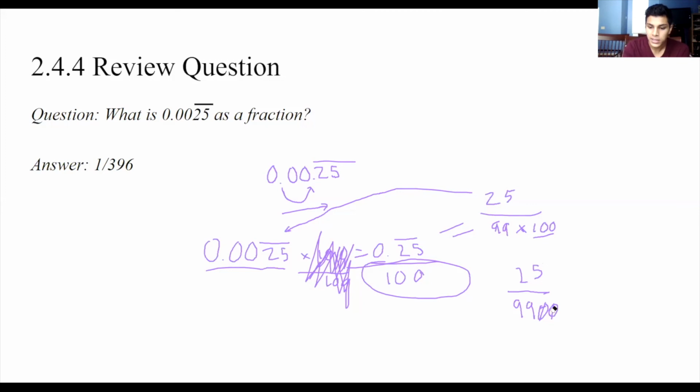But if I divide this 25 and 9,900 both by 25, then in the numerator I have 1, because 25 over 25 is 1. And then 9,900 divided by 25 equals 396. So if I put 396 in the denominator, then my remaining fraction of 0.0025 bar equals 1 over 396.